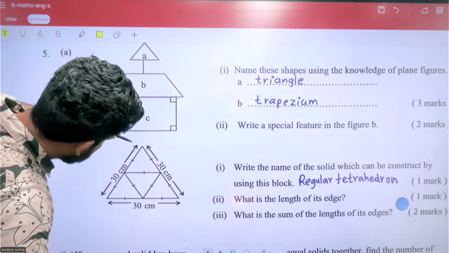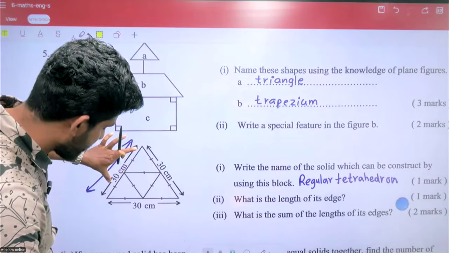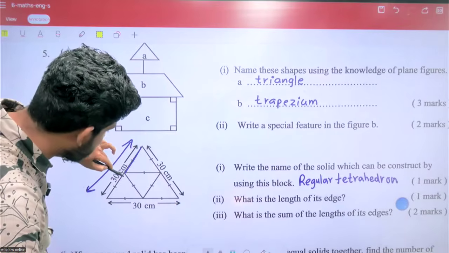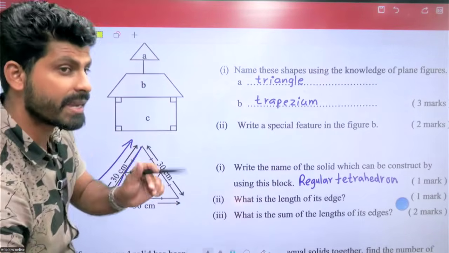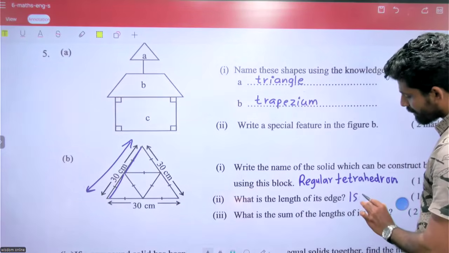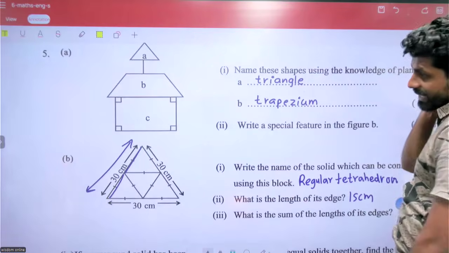Look at this one. That full side equals to 30. So 30, but you can see half. 30 divided by 2. What is the length of its edge? 15 centimeter. What is the sum of the length of its edges?